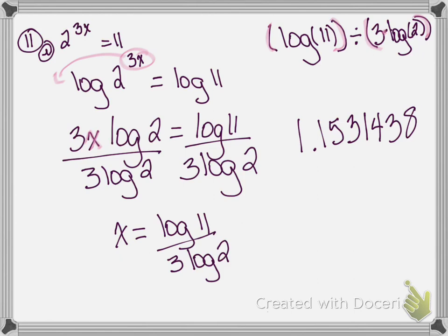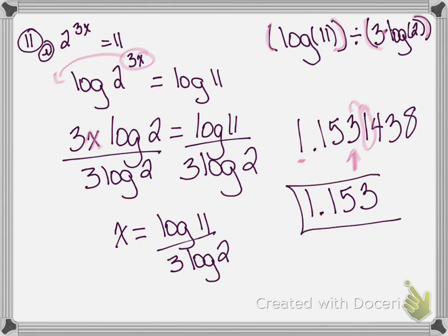So when you have done these keystrokes on your calculator, you are going to get 1.1531438, and it's going to keep on going. Traditionally with logs, you go to the third or fourth decimal. Now, because we've got a 1 over here, we're going to go to the third. So I look at the 3 and ask, what is this 1 telling the 3 to do? It's telling the 3 to stay the same. So my answer here is 1.153. And that's my final answer right there, 1.153. Okay, let's do the next one.